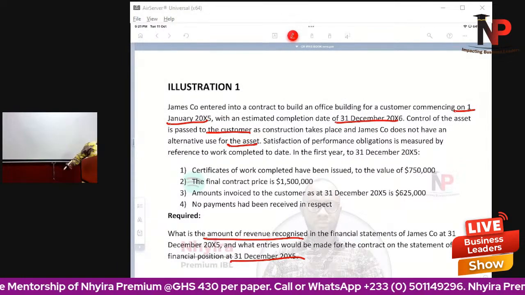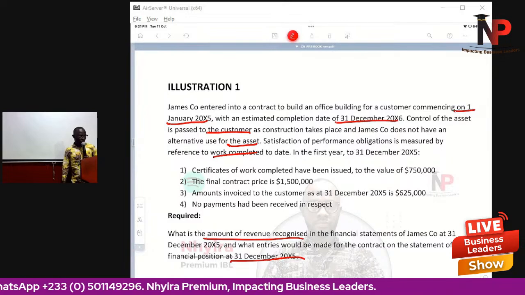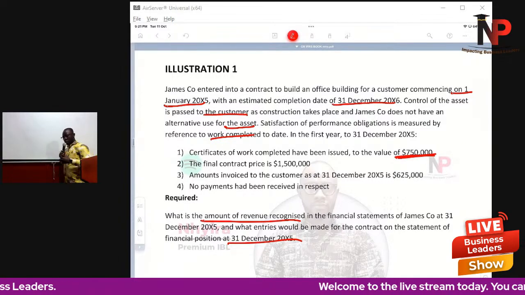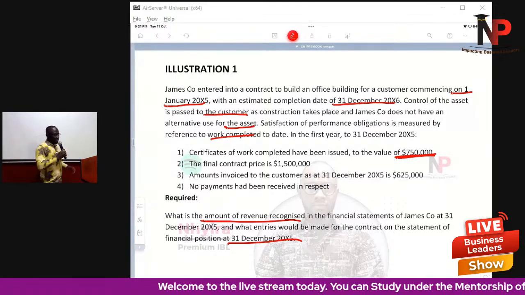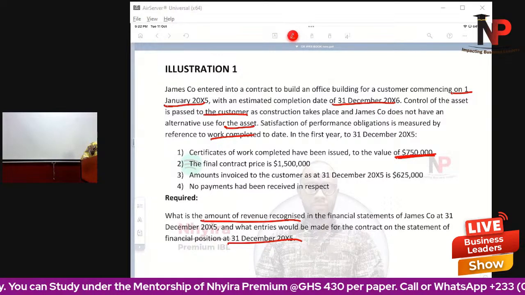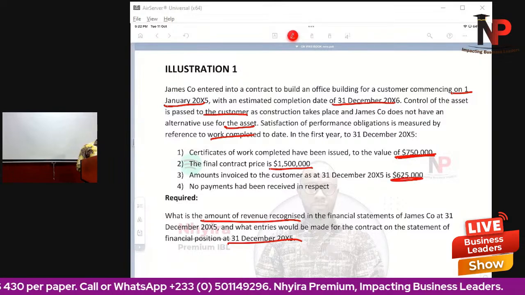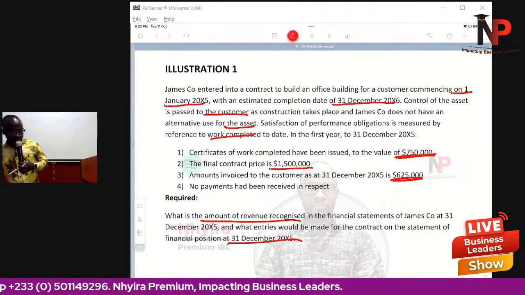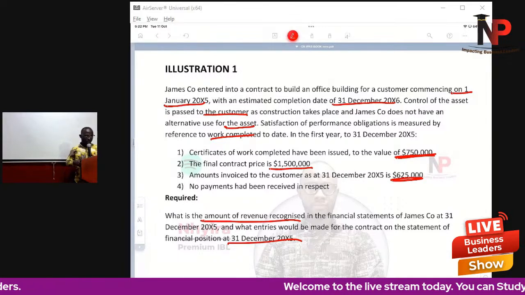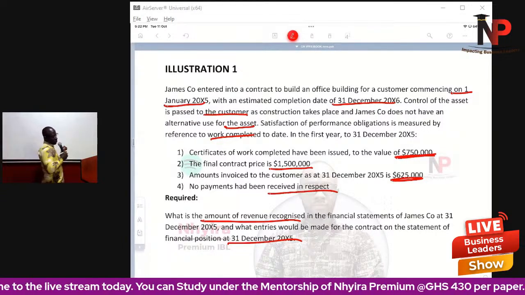Satisfaction of performance obligation is measured by reference to work completed to date. In the first year, to 31st December 20X5, certificates of work completed have been issued to value 750,000. Okay. So as of 31st December, the work that the company James Cole has performed, it's valued at $750,000. The final contract price is $1.5 million. Amount invoiced to the customer is $625,000. So even though the work certified is $750,000, we invoice the customer $625,000. No payment had been received in respect of the contract. So we've done the work, but no payment has been received.